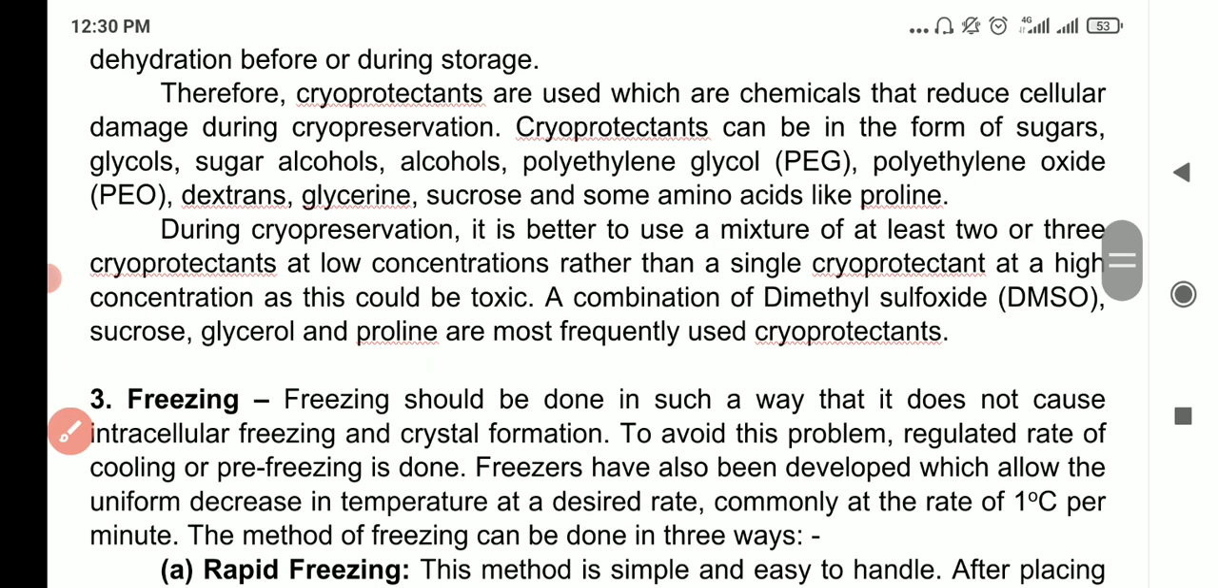Now, for those of you whose dads have a car, just ask your dad, do you use cryoprotectant in your vehicle? He will say yes. There is a cryoprotectant that they add in the car machine, so that during winter it will not freeze and during summer it will not overheat. For the car it works both ways, heat and cold, it protects. So you ask your dad about that.